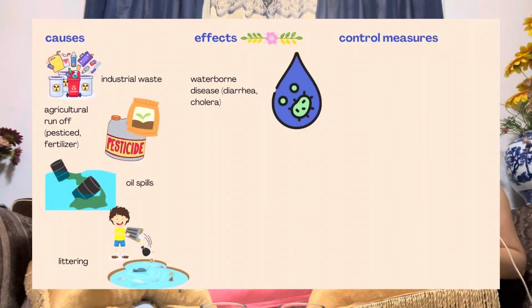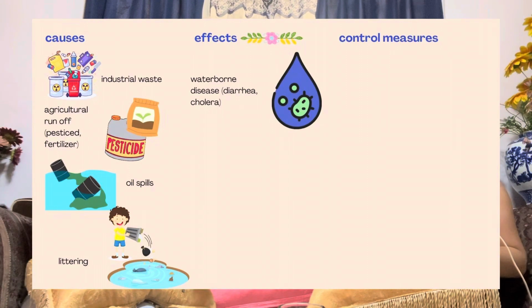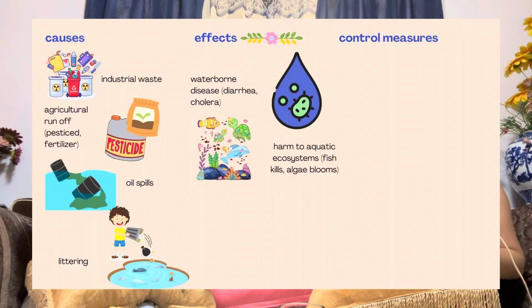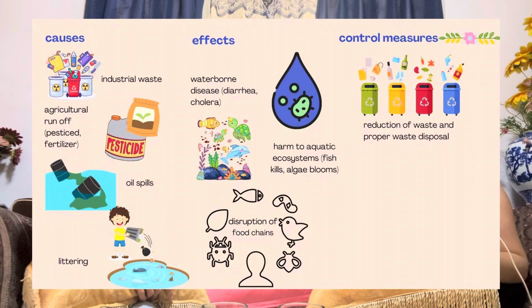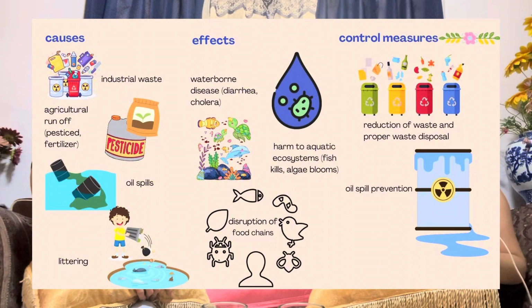So, for the effects of water pollution, we have waterborne diseases such as diarrhea and cholera, harm to aquatic ecosystems such as fish kills and algal blooms, and disruption of the food ecosystem. So for the control measures, we have reduction of waste and proper waste disposal. Next, we have oil spill prevention. So for the next pollutant, we have land pollution.